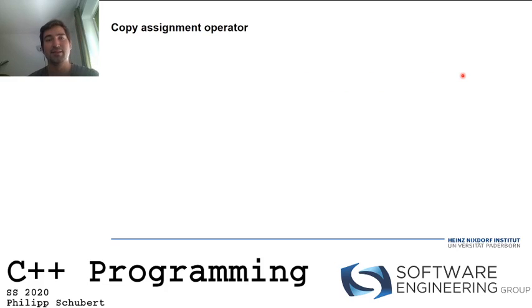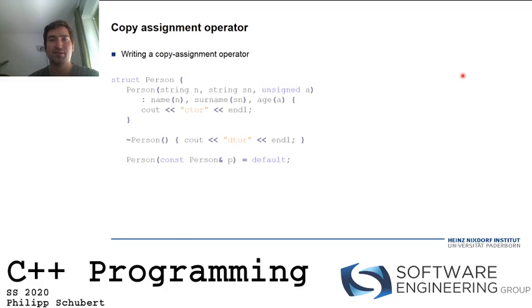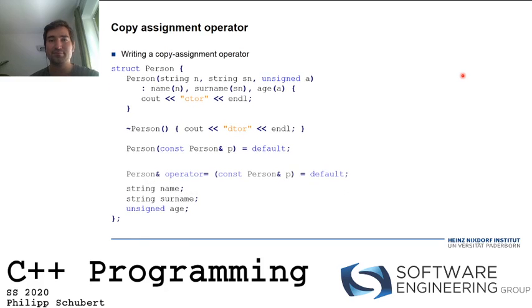All right. So in addition to the copy constructor, we also have a copy assignment operator, which you can use to perform copies using the assignment operator. That, I mean, as the name suggests. So how do you do that? This is basically how a copy assignment operator looks like.